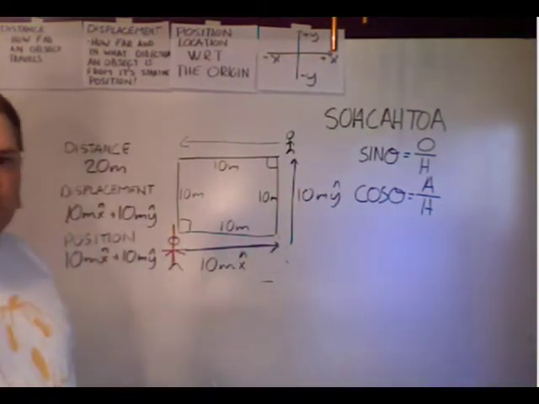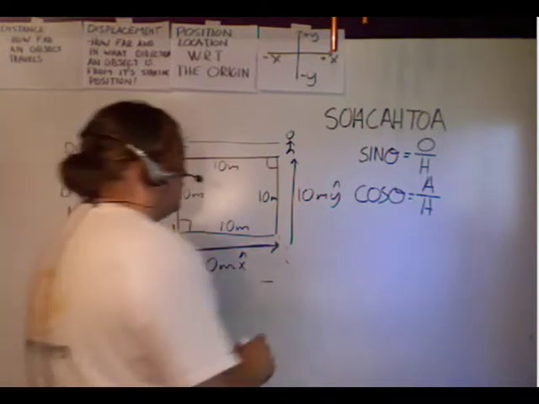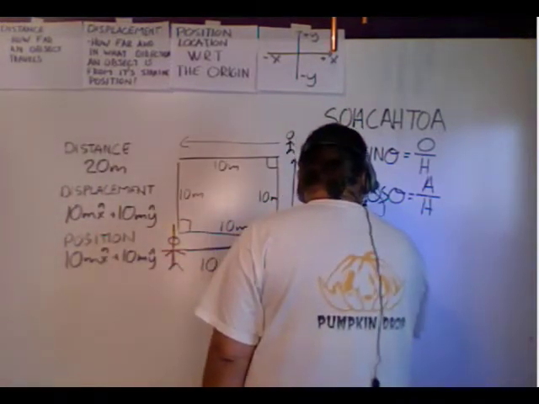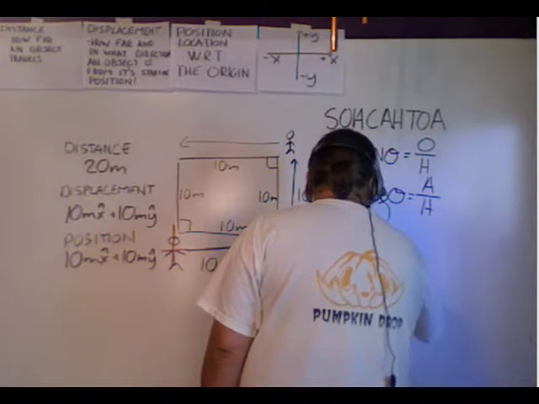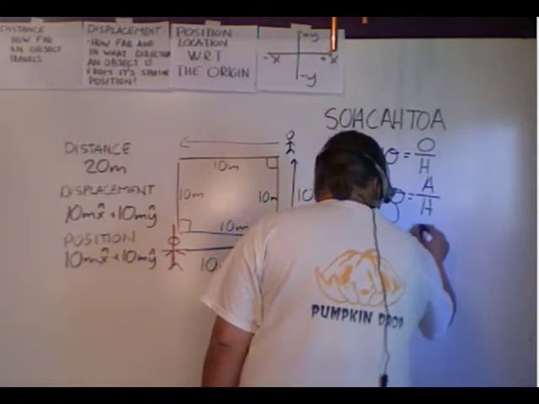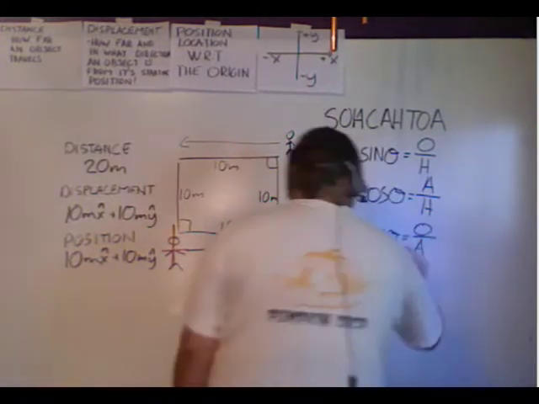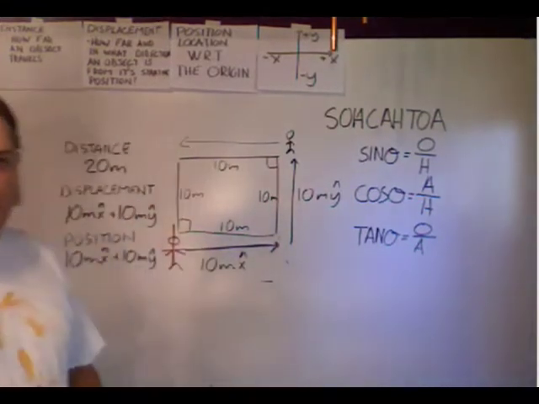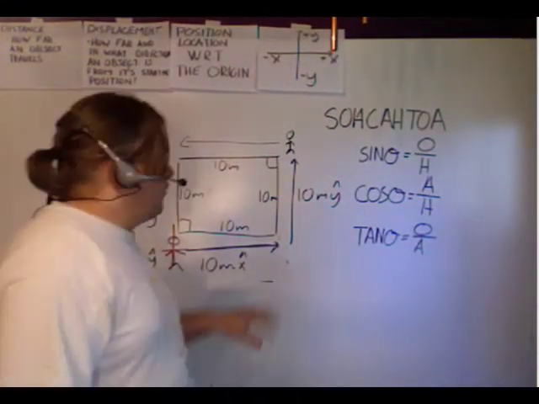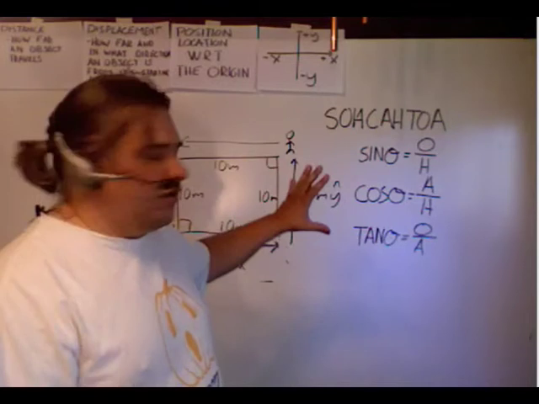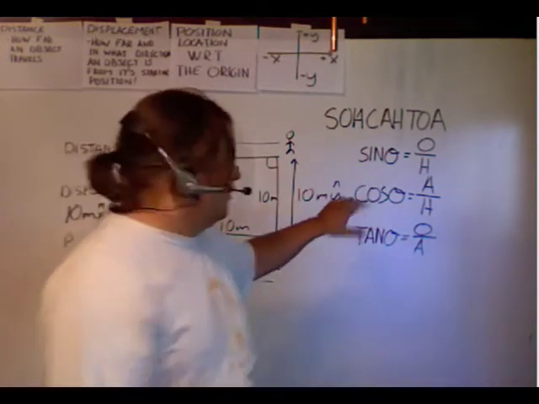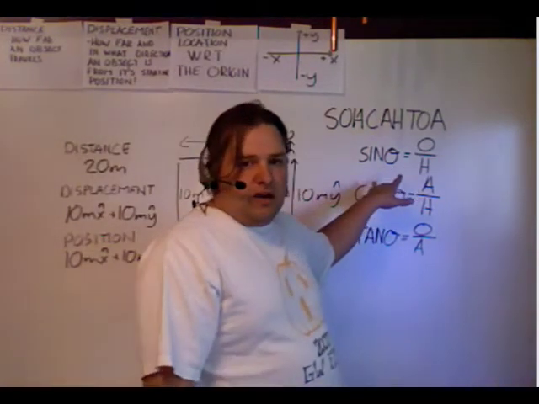Okay? Cool? And then lastly, the tangent of an angle is equal to the opposite over the adjacent. Cool? That's SOHCAHTOA. Now, the really cool thing about SOHCAHTOA is there's a couple of things that have to be done. First of all, we can only be talking about a right angle.